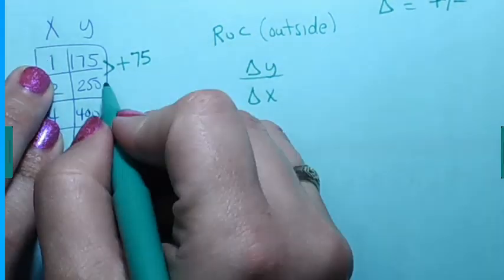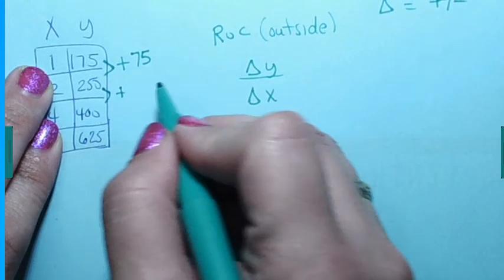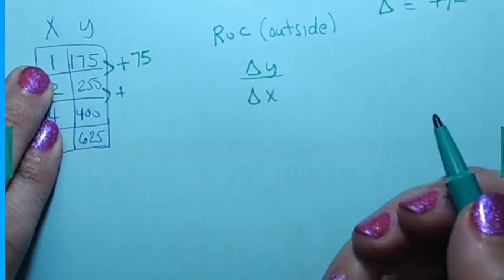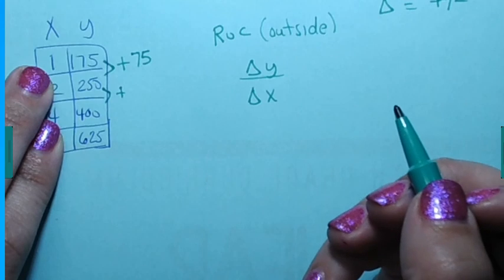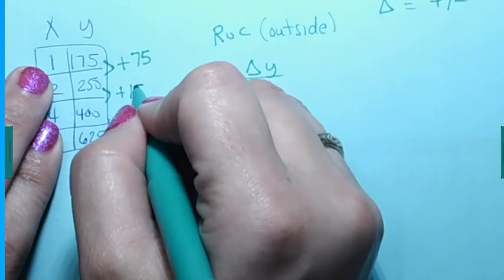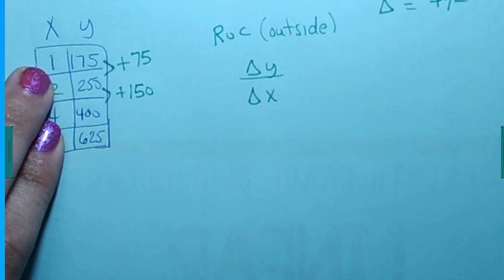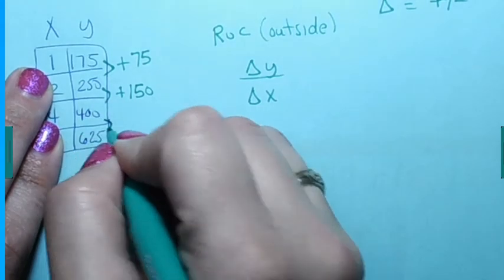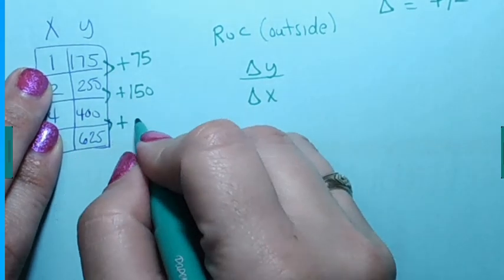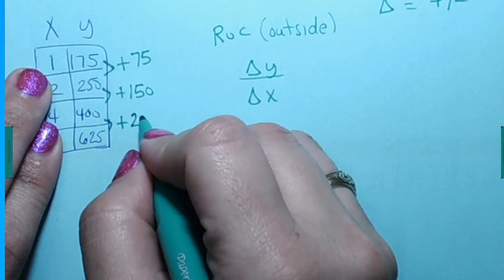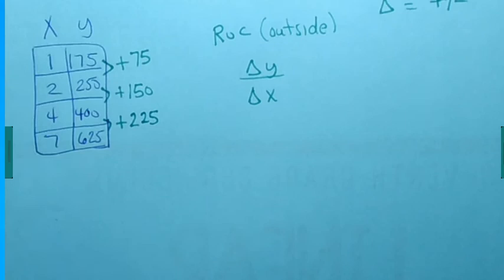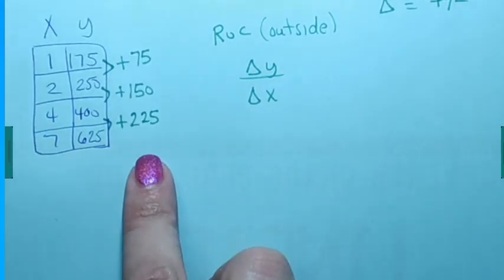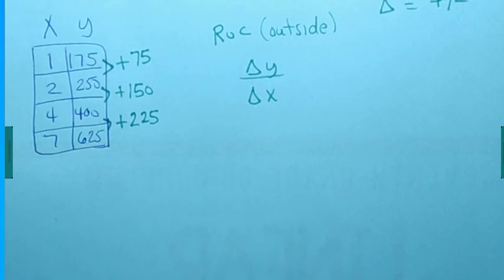The next one, 250 to 400. How am I getting from 250 to 400? 150. Good. Thank you. Remember, you can do it backwards if you're not good at thinking forward like that. That's fine. 400 to 625. Adding 225. Okay? Is everybody okay with how I found the outside numbers on this table? Pretty easy.